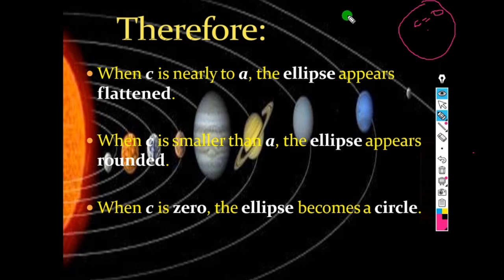When C is equal to 0, eccentricity E is equal to C by A, and C is 0 here. So 0 by something is also 0. That means no eccentricity. As the C value becomes less than the A value, the ellipse will appear as rounded as possible. Then when C is equal to 0, eccentricity also becomes 0. That means the ellipse is a perfect circle.